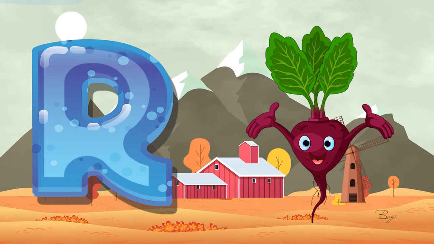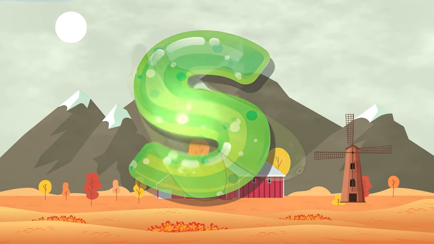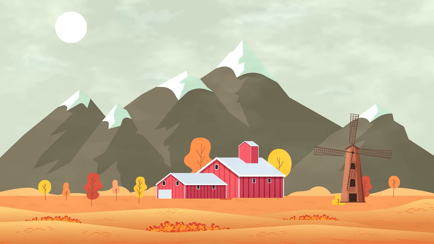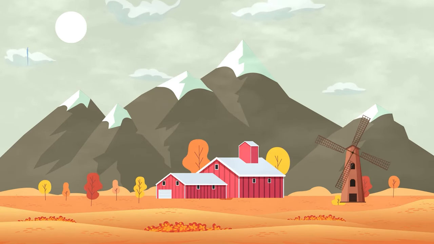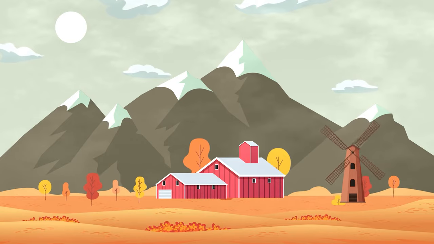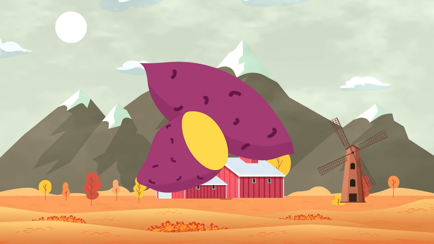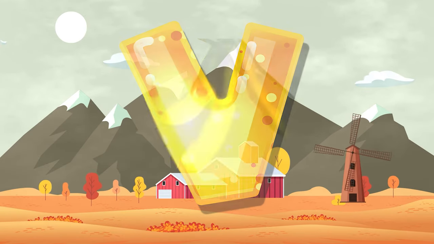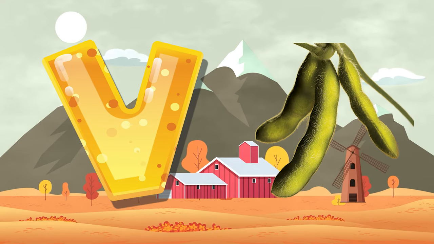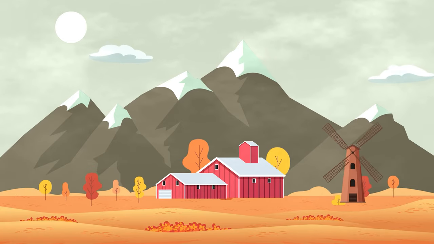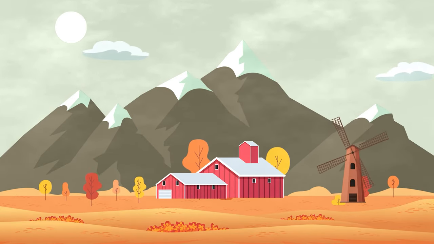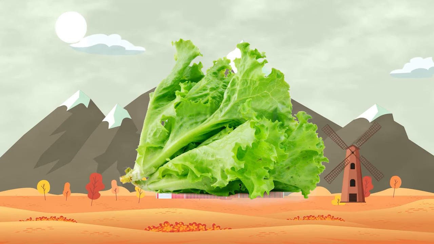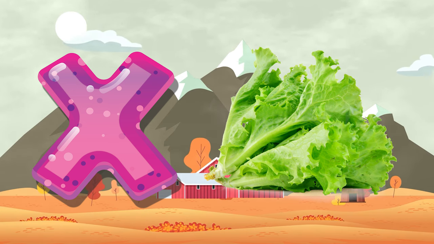R for radish. S for squash. T for tomato. U for you. V for velvet bean. W for wild celery. X for XA latch.